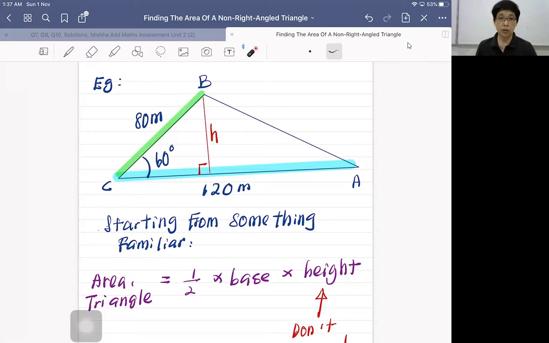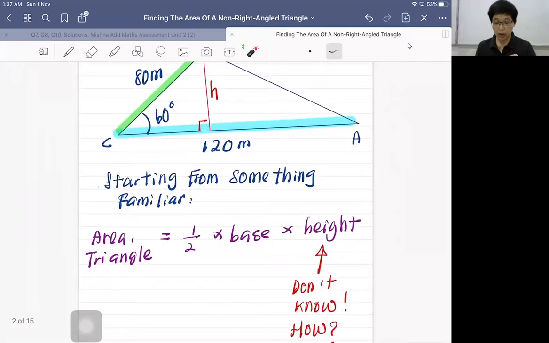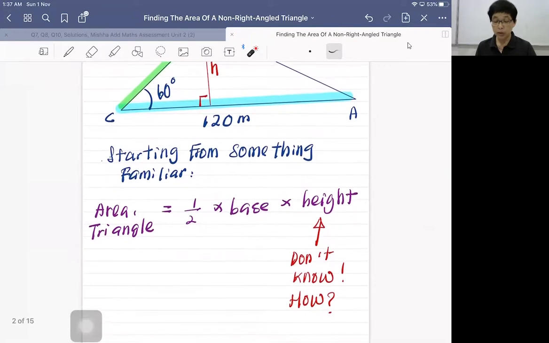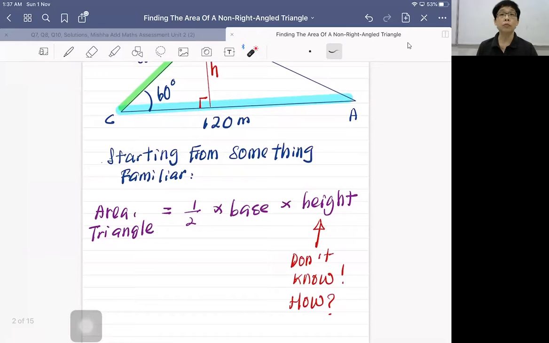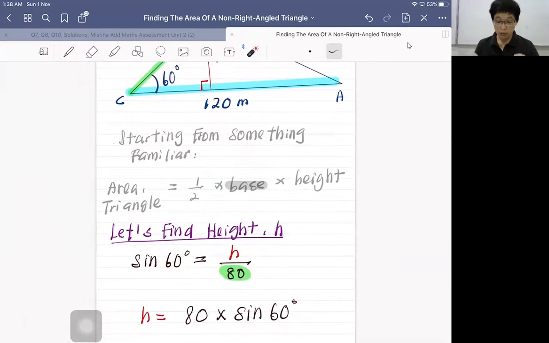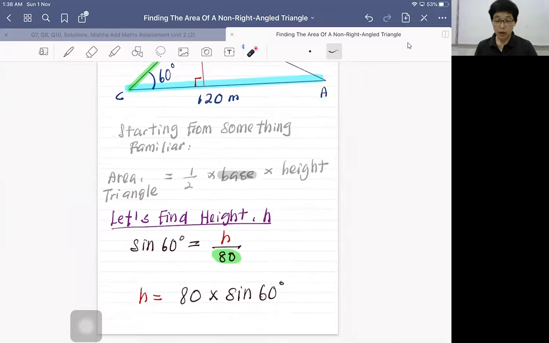But now we have a difficulty, right? We have a difficulty if we start from something familiar to us, that is, the area of a triangle is half times base times height. But if you look at the diagram, we do not know the height. So what are we going to do? Before we stress ourselves out, let's proceed.